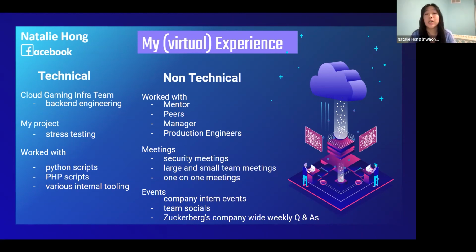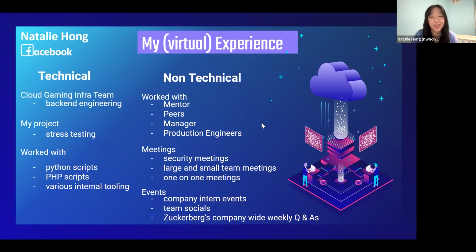I was able to talk to my mentor's manager and various production engineers. I was able to sit in on large and small team meetings and also security meetings because I told them that I was interested in security. And I also had many one-on-one meetings with my mentor and my mentor's manager regarding my progress at my internship.